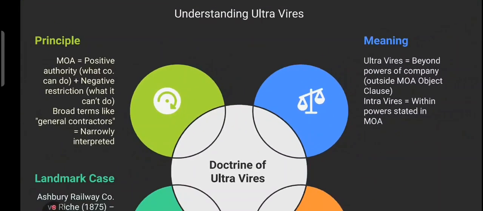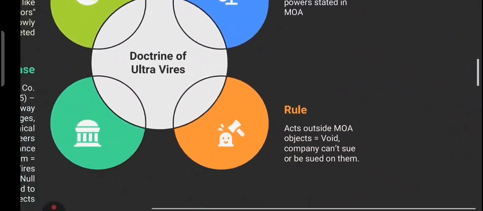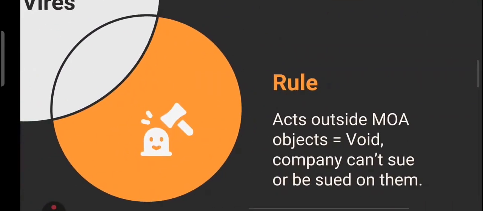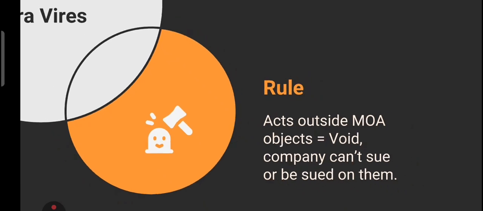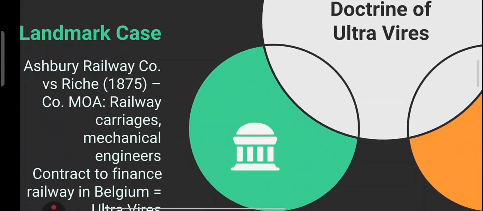Now have a look at the rule, right? So here is the rule. The very important rule says that if the company acts beyond its MOA, these acts are void, means they have no legal value. This means the company can't be sued on such acts, and the company can't enforce them either.